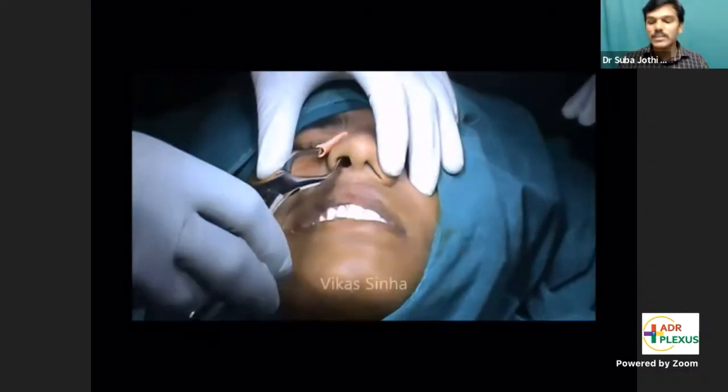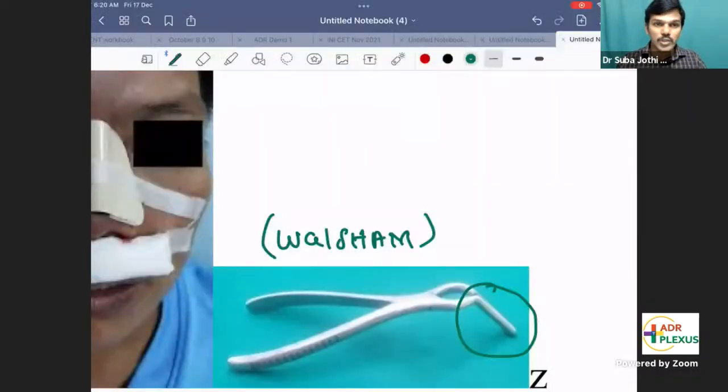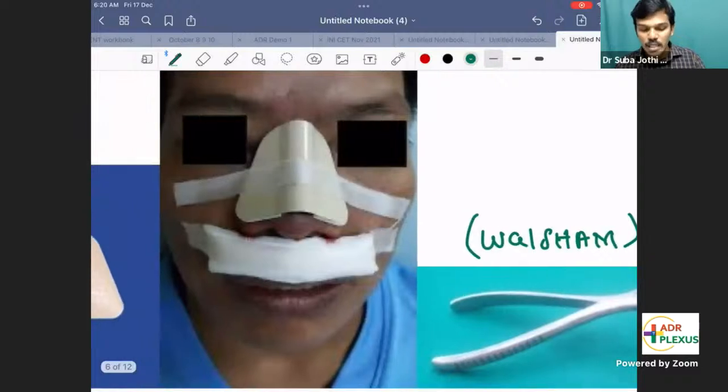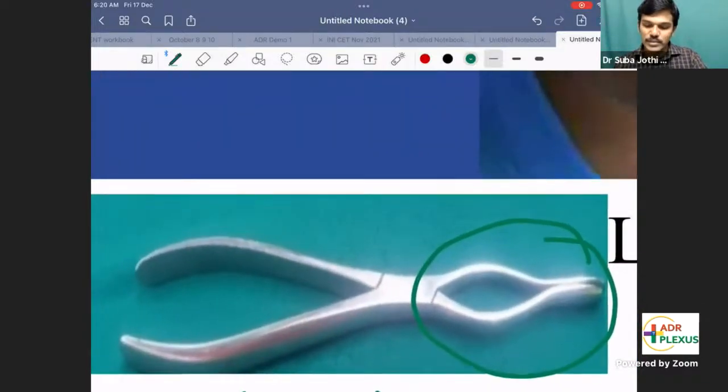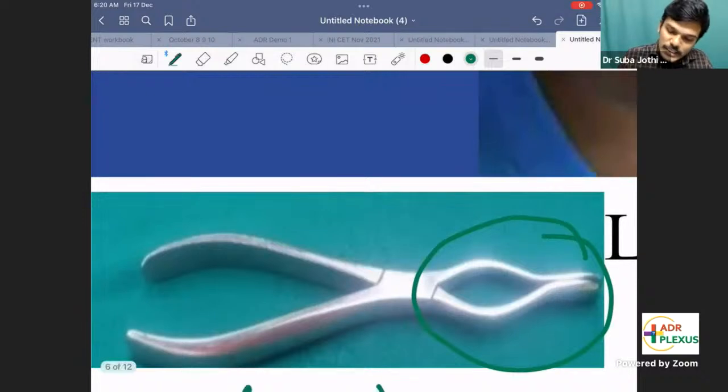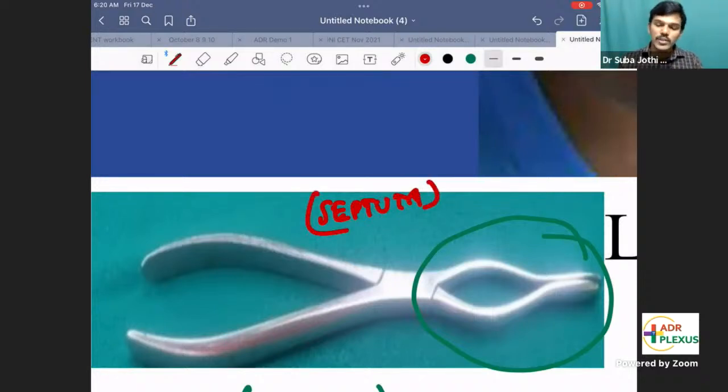Walsham forceps, they can ask in a picture-based instrument question. Walsham's forceps, with the beak-like appearance, you can use for closed reduction of nasal bone fracture. This Asch forceps you can use for the septum. If the nasal septum is deviated, this traumatic septal deviation, you can use Asch forceps. This is how the closed reduction works.